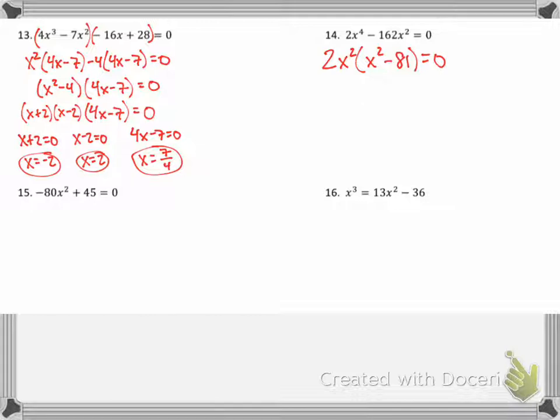So, I look at the binomial here that does meet difference of squares. X squared minus 81, if I square root it, I get x and 9. So, added and subtracted, x plus 9, x minus 9. So, I get my factors here. I have 2x squared equals 0, x plus 9 equals 0, x minus 9 equals 0.